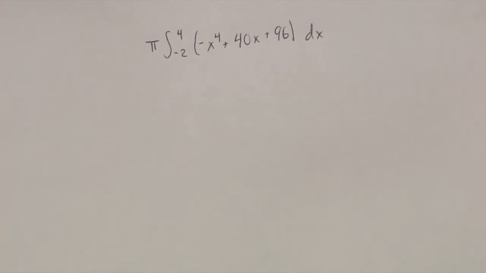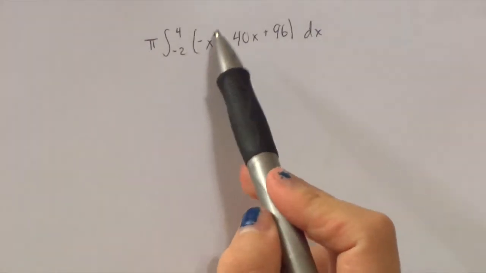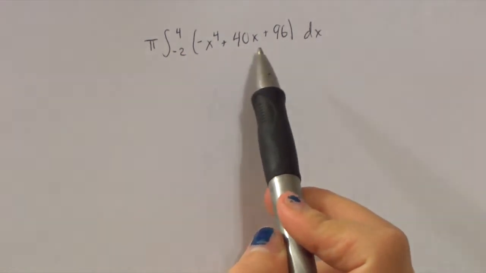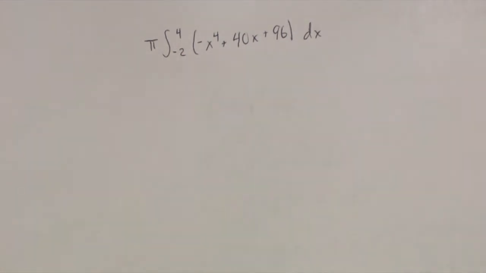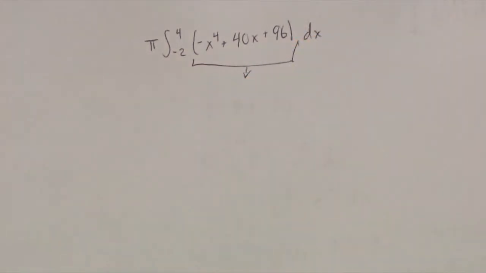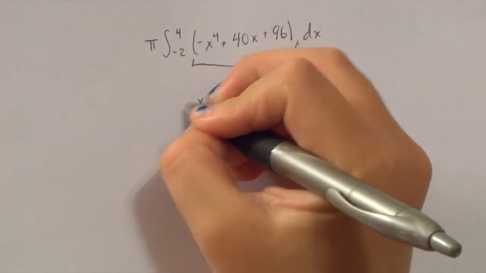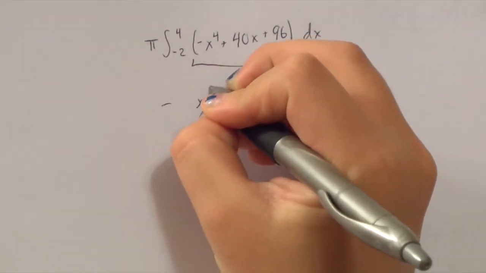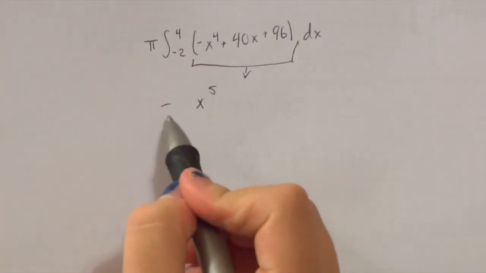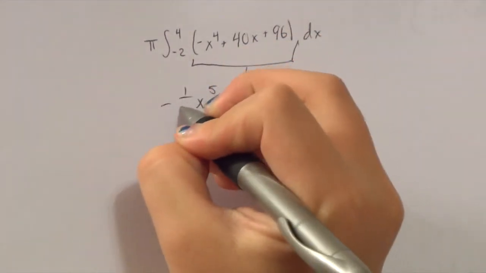Now that we have a simplified integral, we can finish up the problem. Pi times the integral from negative 2 to 4 of negative x to the fourth plus 40x plus 96 dx. First thing we have to do is find the antiderivative of this function. So we bring it down, multiplying x, so it'll be negative x to the fifth. However, we need to get it back to negative 1. So in order to do that, after we bring this down, we have to multiply it by 1/5.